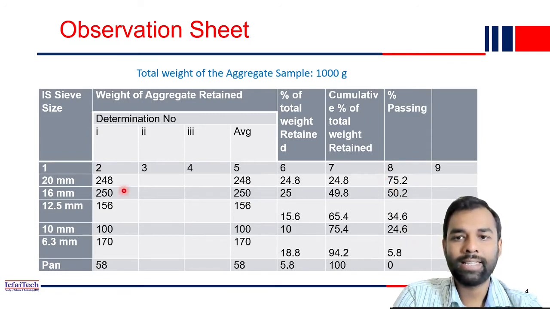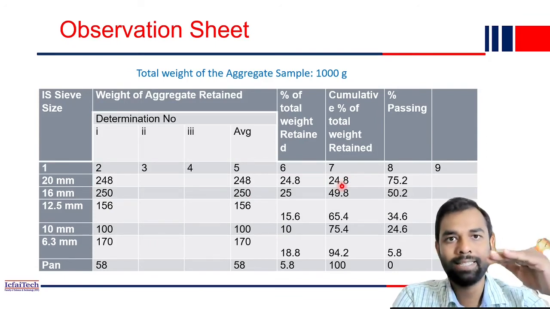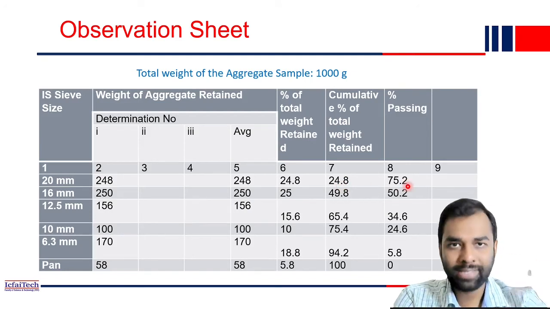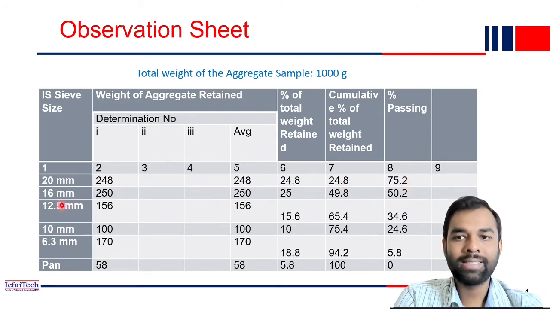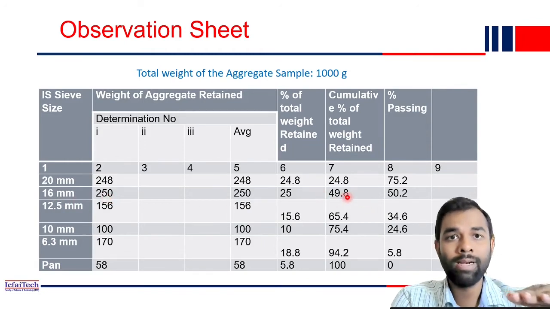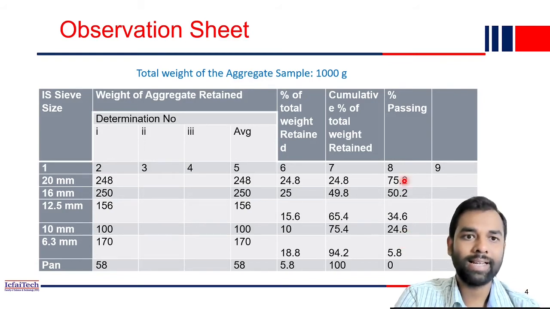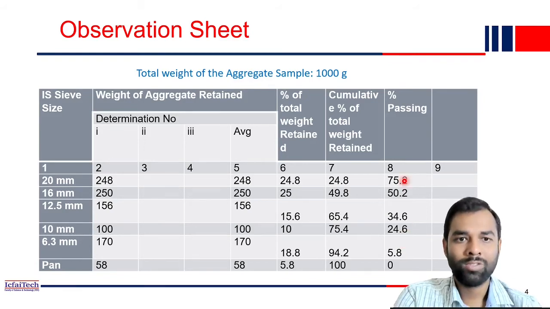If you see, at the first 20 sieve, only 24.8% is retained at the top sieve. But how much is passing then? The remaining 75.2% is passing. Similarly, at the 16 sieve, a total of 49.8 is cumulatively retained. Then how much is passing? Passing is 50.2, right? 100 minus this column will give you this column. So now we have, for each sieve, how much is passing. Once we get this chart, we know how much is passing.